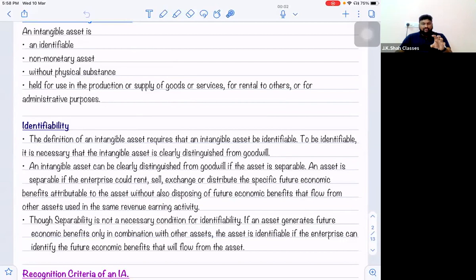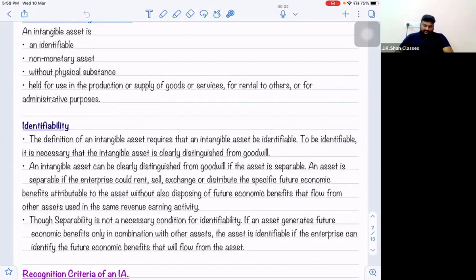ascertained by the use of these separately identifiable assets as compared to the revenues that you are earning from other assets. So if it is separable, then you can also calculate the future economic benefits of that particular asset. But if it is not separable, then it is not identifiable. Then the point is you cannot ascertain the future economic benefit of it separately.